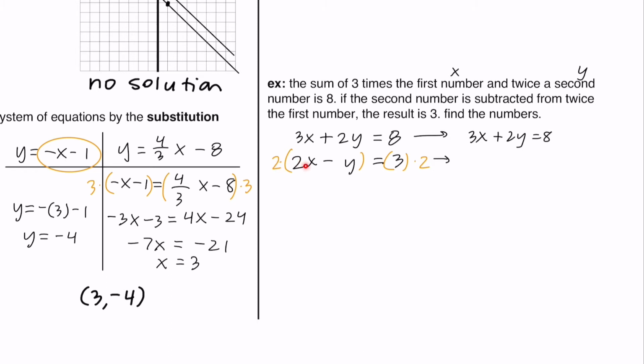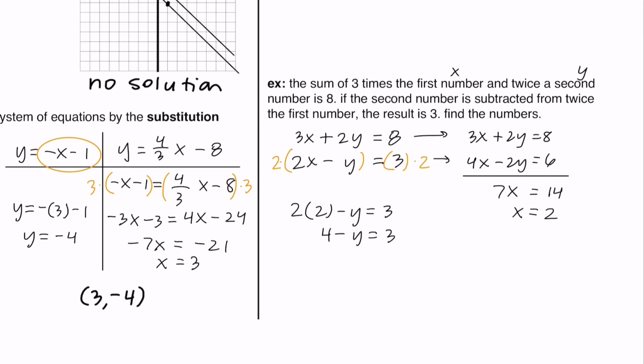And then we'll distribute 2 to every term in the second equation. And now when we add down and combine like terms, we get 7x equals 14. So we end up getting that x is equal to 2. Now we plug this number into either of the original equations. So I just put it in this bottom equation, so 2 times 2 minus y equals 3.